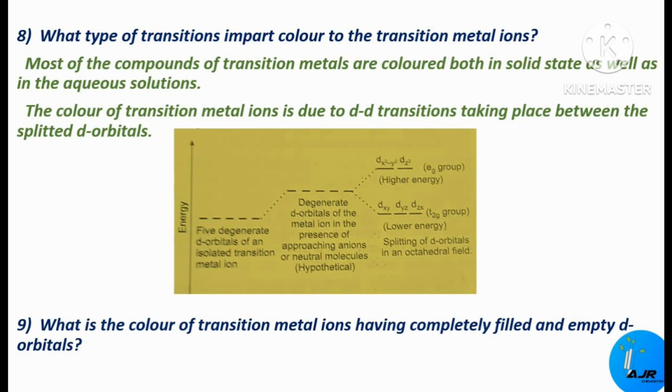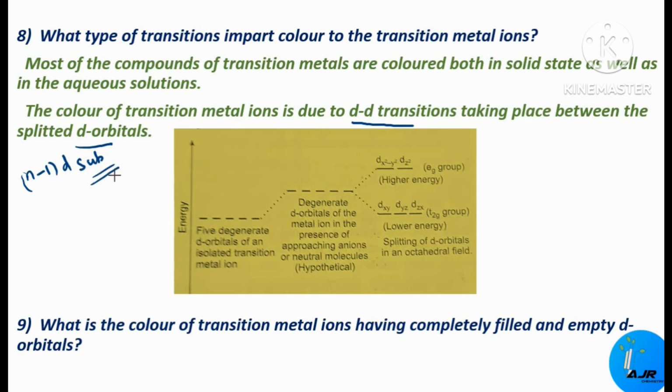Actually, most of the compounds of transition metals are colored both in solid state as well as in aqueous solutions. See, actually, the color of the transition metal ion is due to the dd transition. So that's very important, because of the dd transition taking place between the split d orbitals. All the transition metals possess one or more electrons in the (n-1)d subshell, right?